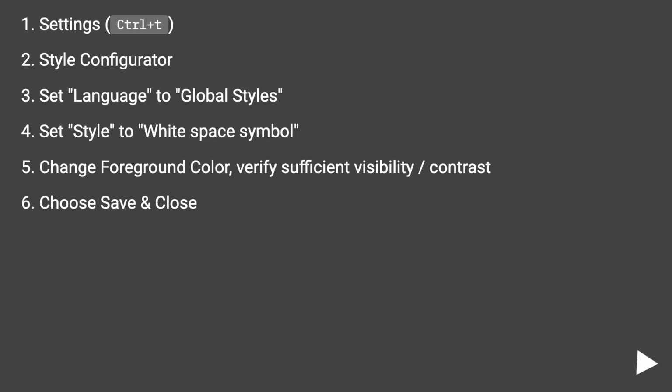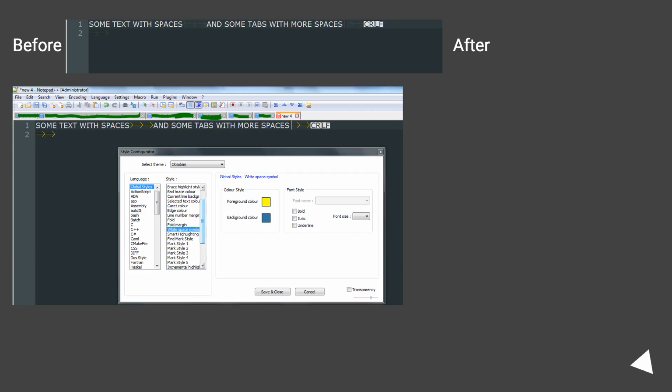Settings, Ctrl+T, Style Configurator, set language to Global Styles, set style to Whitespace symbol, change foreground color, verify sufficient visibility and contrast, choose Save and Close. Before, after.